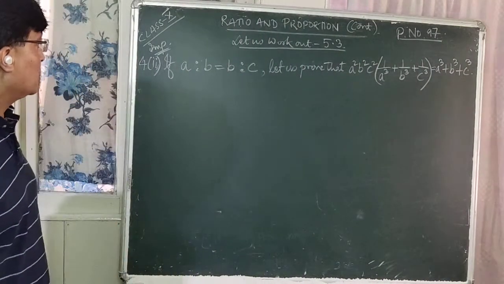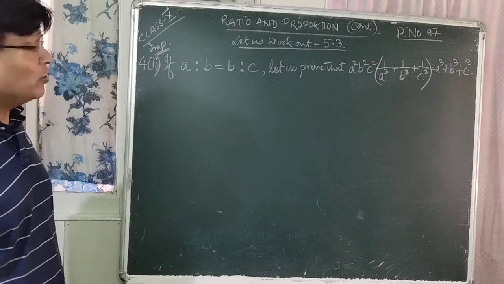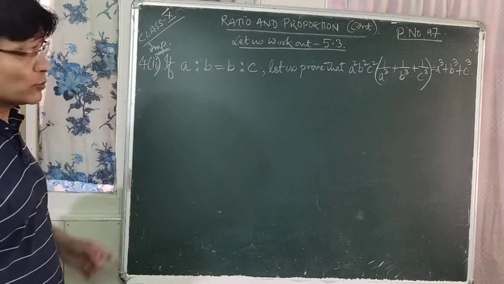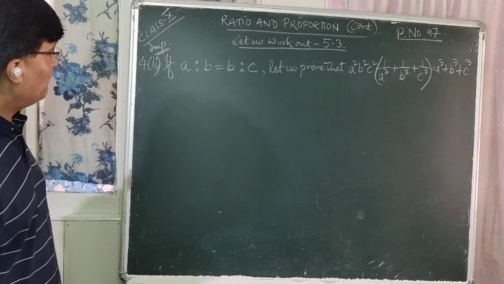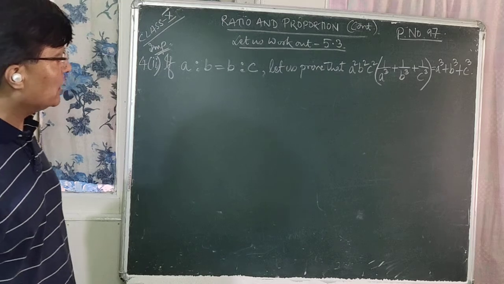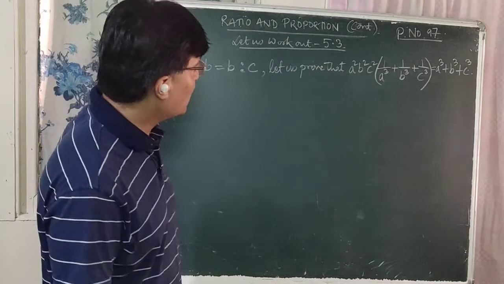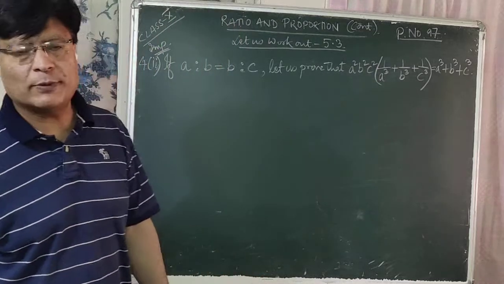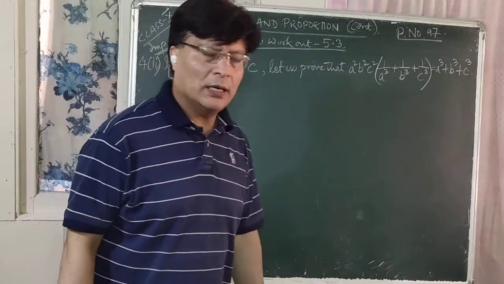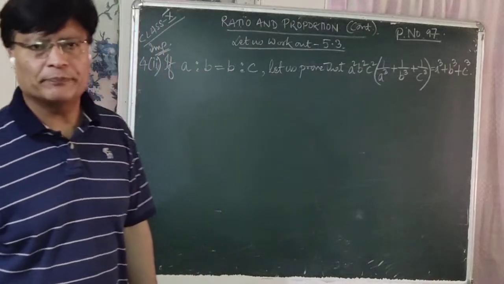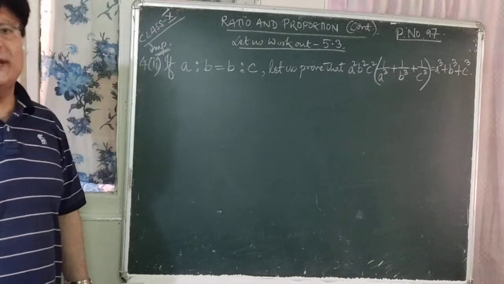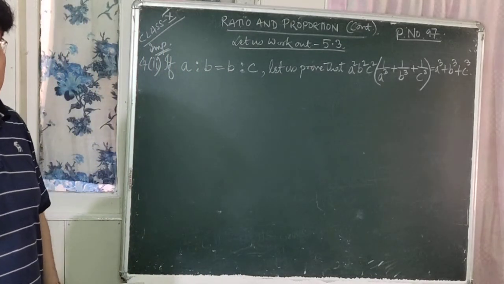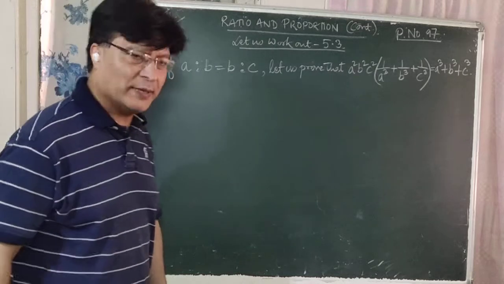So now we'll do the next question, that is question number 4.2. So this question is important. If a is to b is equal to b is to c, let us prove that a square b square c square, within bracket 1 upon a cube plus 1 upon b cube plus 1 upon c cube, is equal to a cube plus b cube plus c cube. So this type of question you may get in Madhyamik Pariksha. Okay? So let us prove it now.